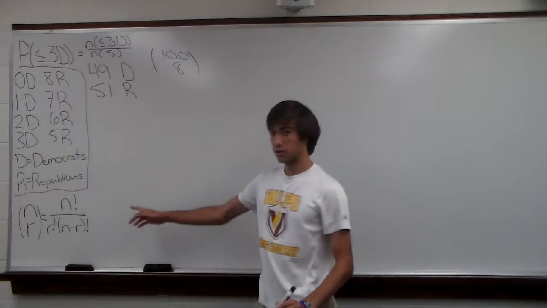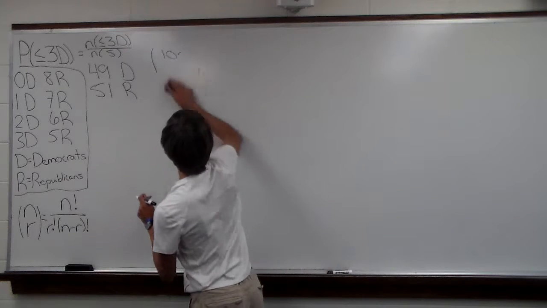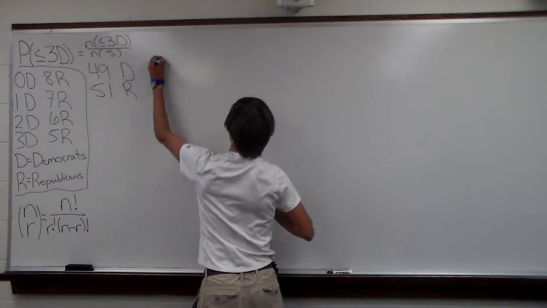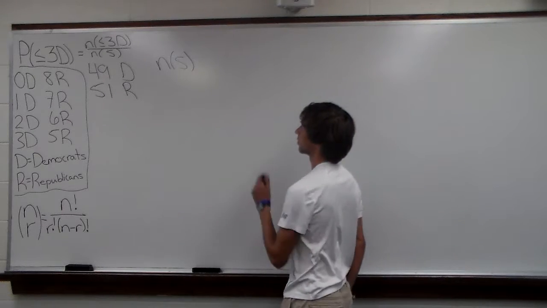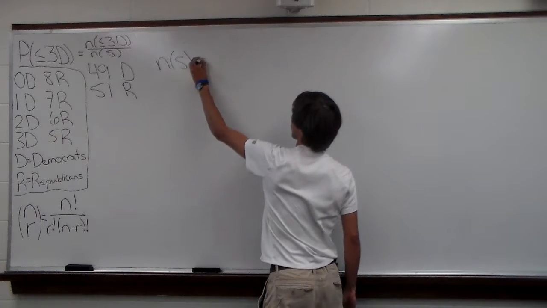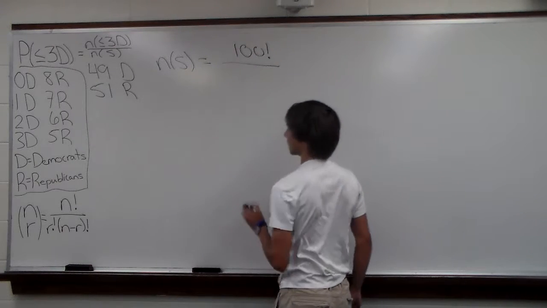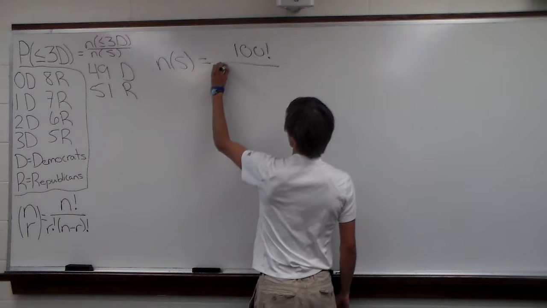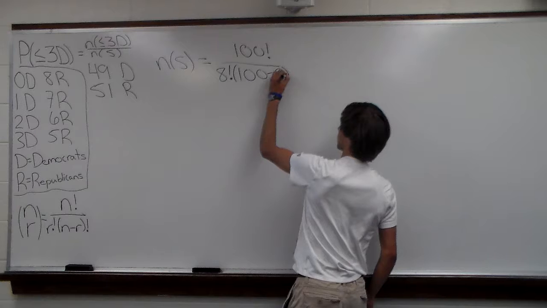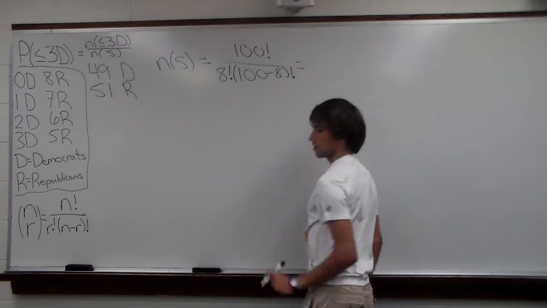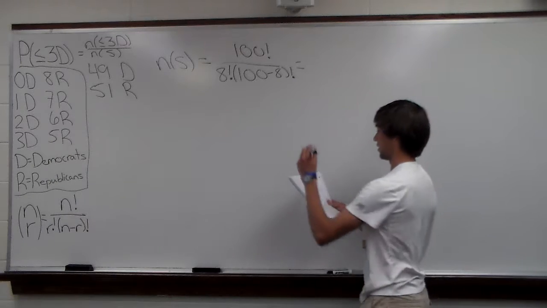To do that, we're just going to use our formula, and I'm going to write this as NS, because again, this is the number of people in our sample space, the number of ways we can choose 8 out of 100 people. So we have 100 factorial divided by 8 factorial times 100 minus 8 factorial.